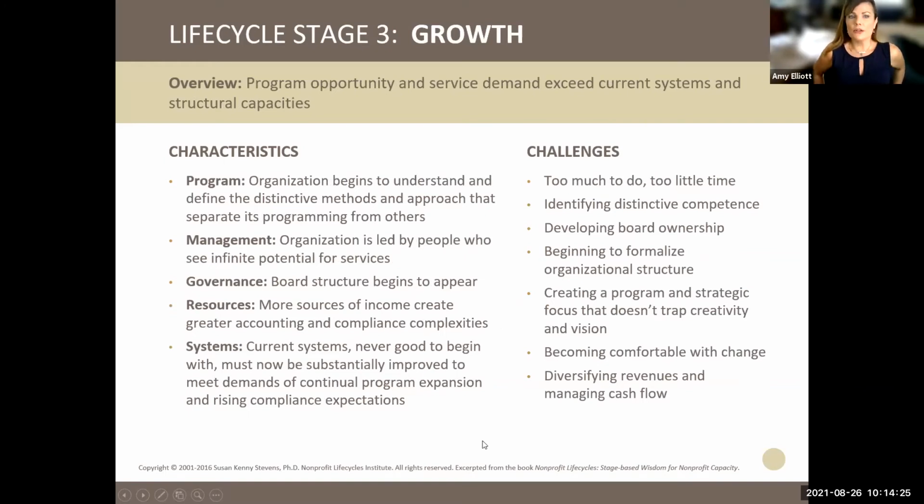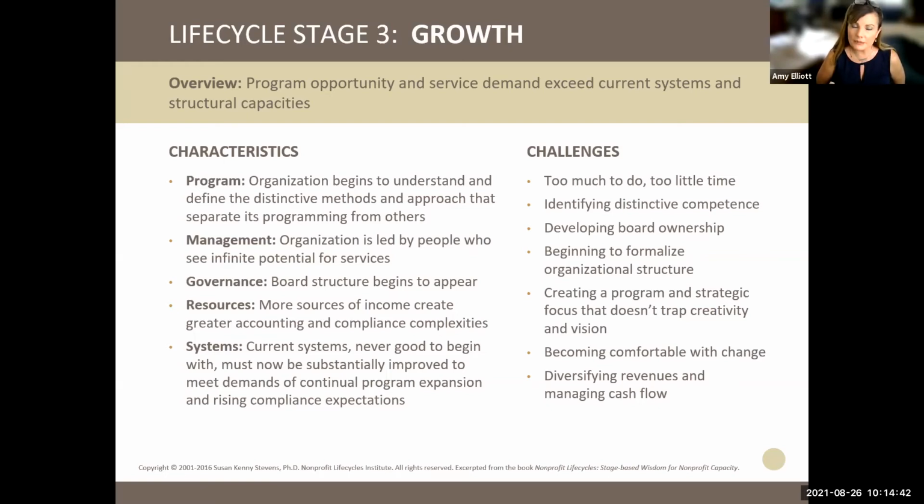Stage 3 is growth. Program opportunity and service demand exceed current systems and structural capacities. Because you might be saying, what systems and what capacity, right? We're just getting off the ground here, okay? Now it's time to grow.